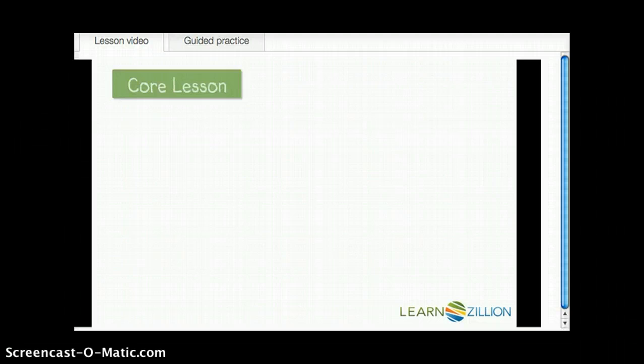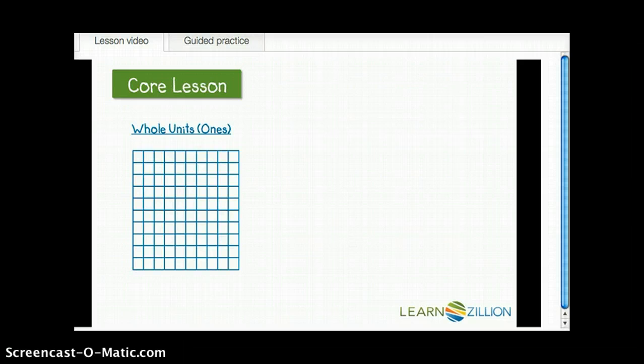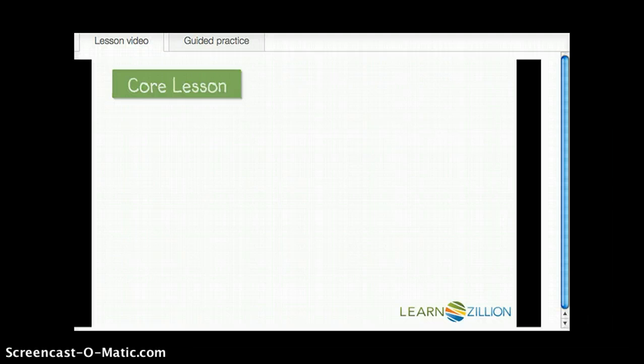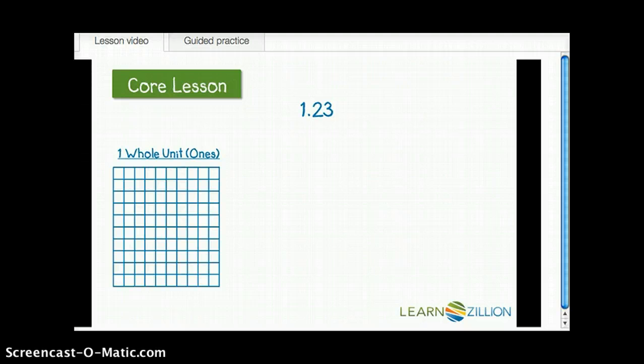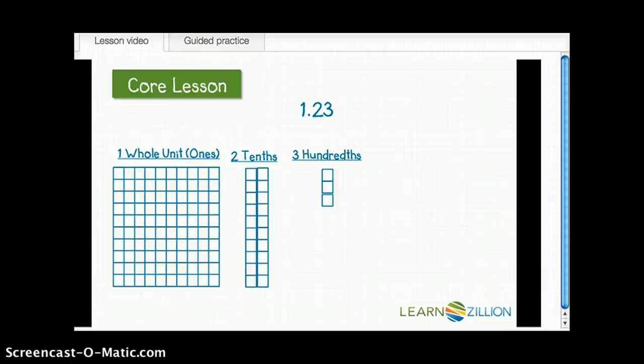Today we will use base 10 blocks to represent whole numbers and decimals. So today the set of blocks with 100 squares represents one whole unit. The set of blocks with 10 blocks represents 1/10 because you would need 10 of these to make a whole unit. The single block represents 1/100th because you would need 100 of these to make a whole unit. Here's an example. 1 and 23 hundredths would be shown like this. One whole unit for the ones, 2 tenths, and 3 hundredths. And you'll see that that makes 1 and 23 hundredths.